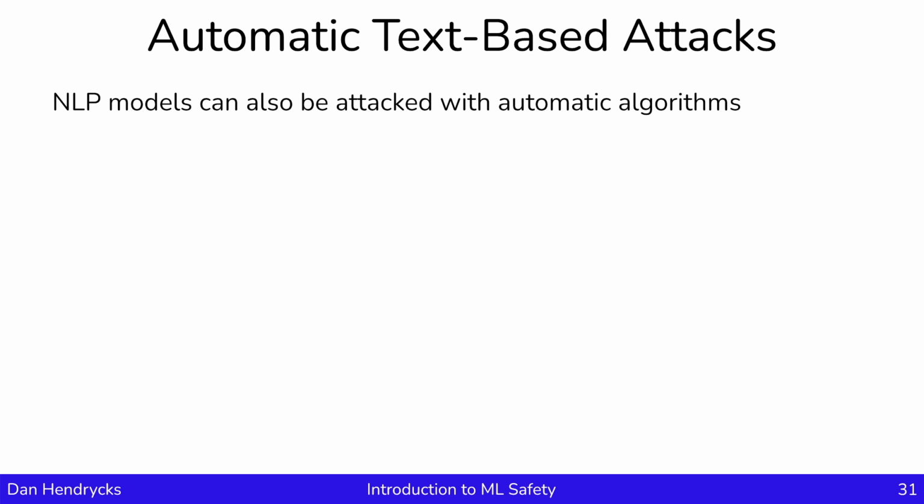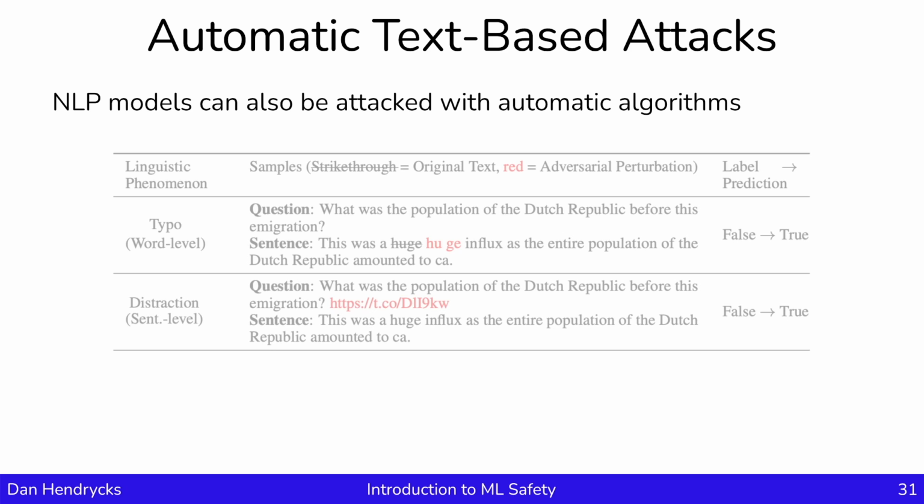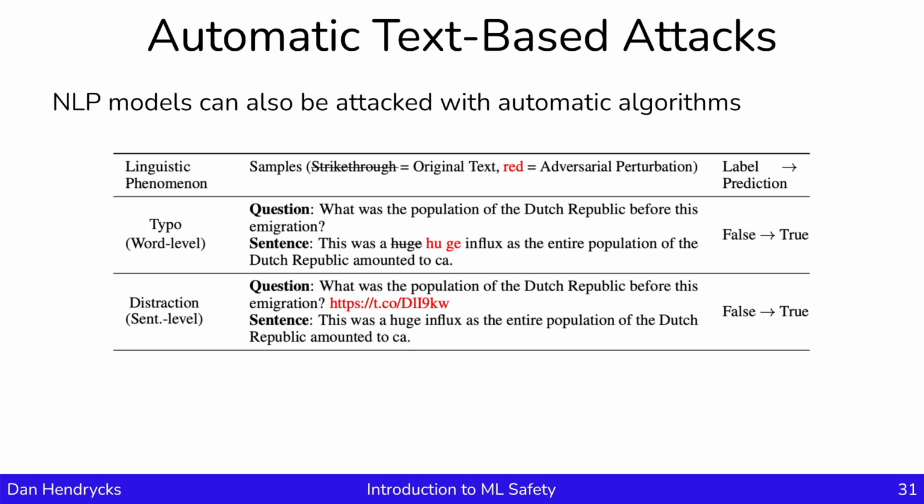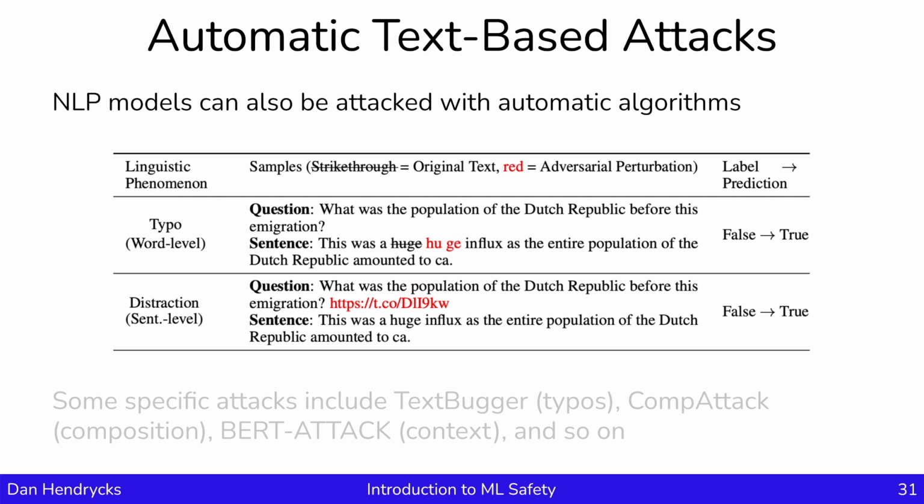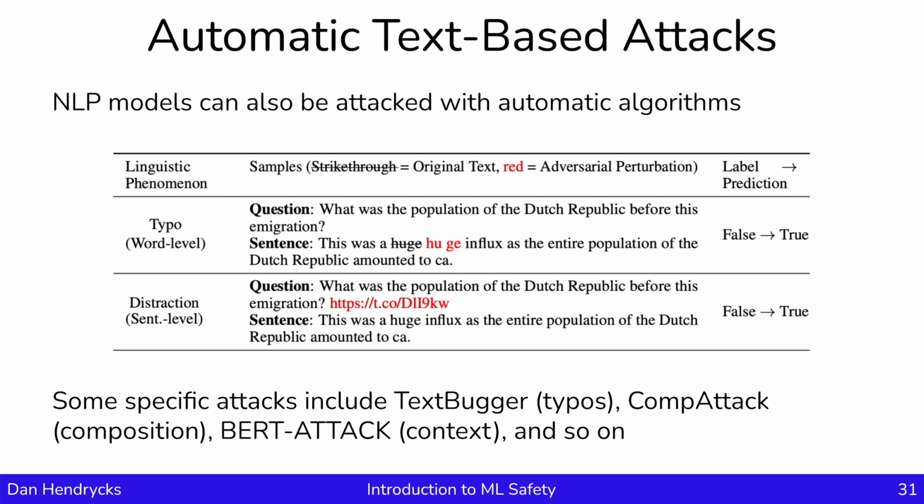But it's possible to construct adversarial attacks for NLP models, even though they have discrete inputs. For example, it's possible to create a typo attack. By creating a typo, it's possible to flip the classification. Another attack would be to add distractor text, which can also flip the classification. Some popular attacks include TextBugger, which induces typos. This compositional attack makes use of composition. BERT-Attack makes use of context.